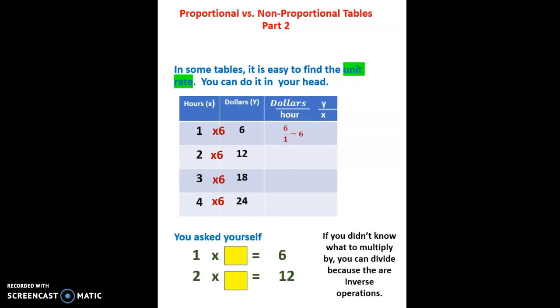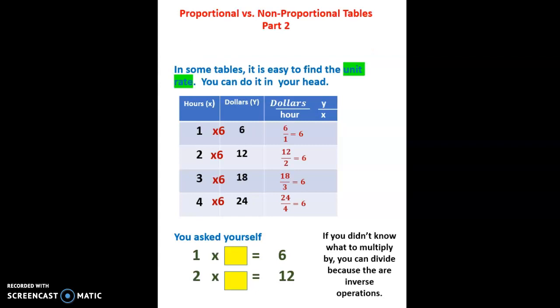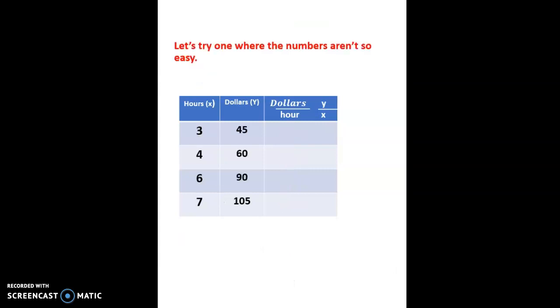So let's try that. Y in the first row is 6 over 1, which equals 6. 12 divided by 2 is 6. 18 divided by 3 is 6. And 24 divided by 4 is 6. So you could see here that there is a constant rate of 6. So this is a proportional relationship. So this was an easy one.